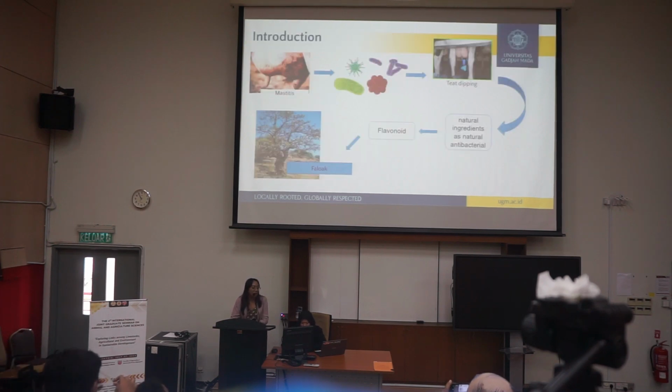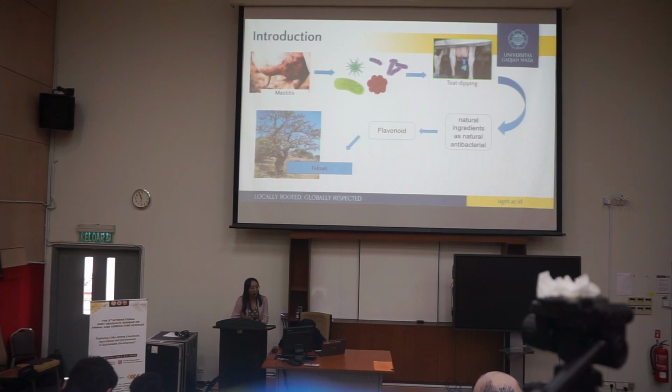Mastitis, as we know, is inflammation of the mammary gland in dairy cattle. It is caused by bacteria, gram-positive and gram-negative bacteria. And one way to prevent mastitis is to do dipping after milking. So we look for an alternative solution for the dipping, and we try to use natural ingredients as natural antibacterials. And we know that flavonoid is one of the natural compounds with antibacterial activity.